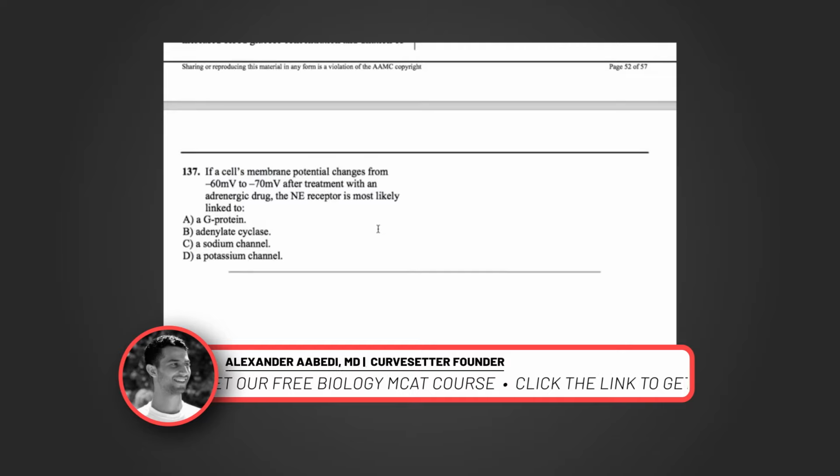All right, last one. So if a cell's membrane potential changes from -60 to -70, so that would be a hyperpolarization, right? You're going away from threshold potential. After treatment with an adrenergic drug, the norepinephrine receptor is most likely linked to what? Okay, so this might be a little bit difficult if you haven't had a neuroscience class, or if you don't remember your details in neurotransmission, but I think it's really important that you do go over that because they would like to test on that.